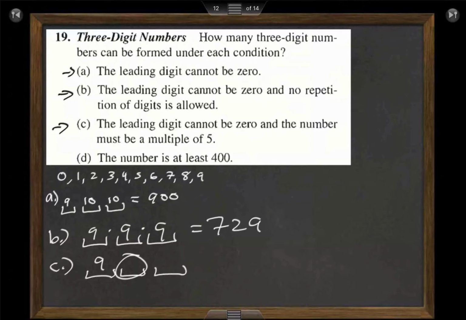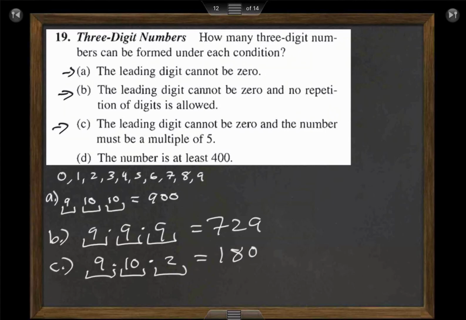We're allowed to have repeats now, too, so there are 10 digits that can be there. But for the last spot, there are only 2 digits allowed, a 0 or a 5, so we only have 2 options there. Then you just multiply these together, and you're done. 9 times 10 is 90, times 2 is 180. That's how many possible outcomes there are for that.